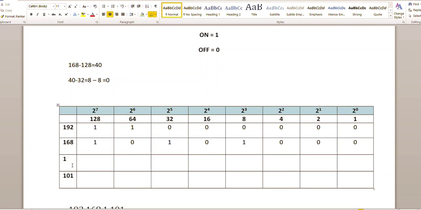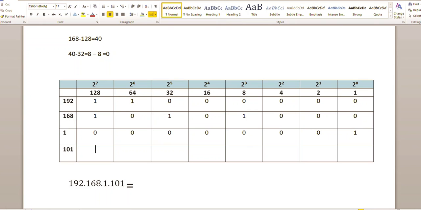Now let's look at 1, the simplest of them all. We simply look to see where the 1 value can fit, and it can only fit in 2 to the power of 0. So we fill the rest with zeros. And finally, we have the number 101. So let's convert again.